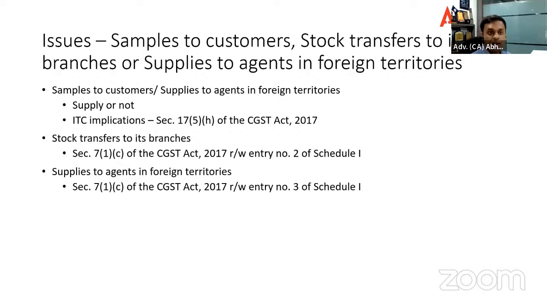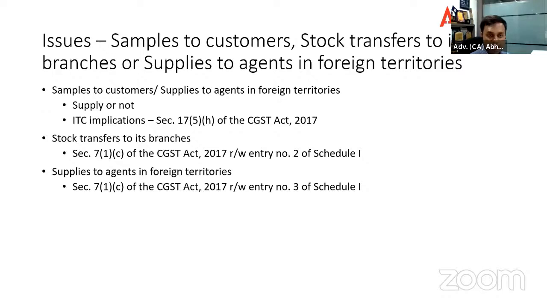Why? Because Schedule 1 says supplies between distinct persons are considered as a supply, even without consideration. For a transaction to be a zero rated supply, it has to be a supply. Therefore, one has to understand whether sending goods to a branch outside India qualifies as a supply. If you see the concept of distinct person from the perspective of section 25(4) of the CGST Act, it only includes those branches which have separate GST registrations or which are required to have separate GST registrations. Foreign branches are not specifically covered under section 25(4).